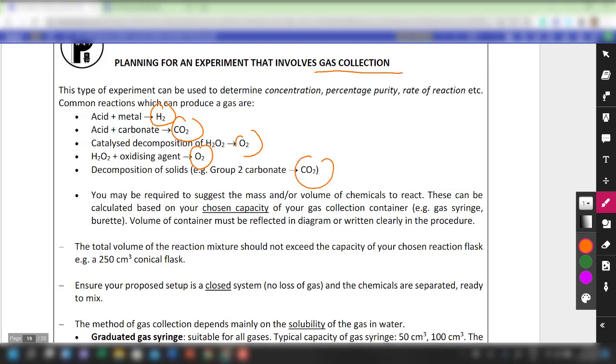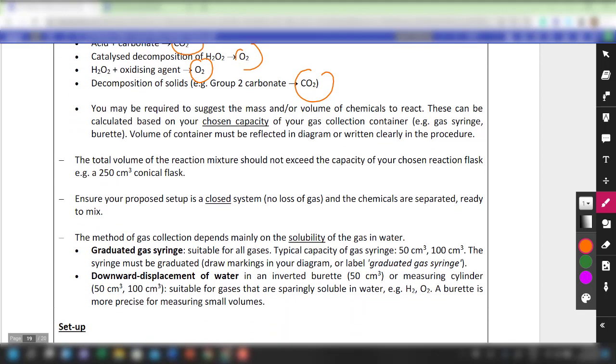Sometimes decomposition of nitrates can also give you NO2. Yeah, but that can be quite dangerous. So usually we don't encourage the students to work on this experiment. Maybe for planning it is possible. Okay, then I guess you just have to read through.